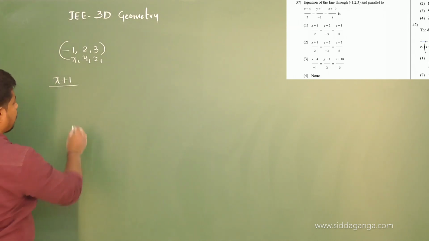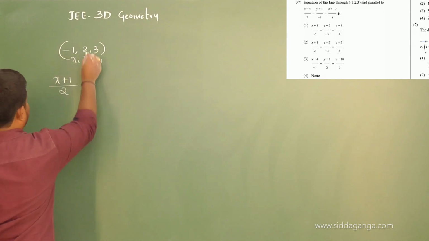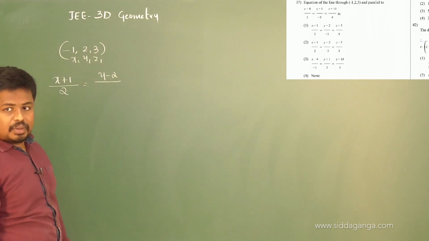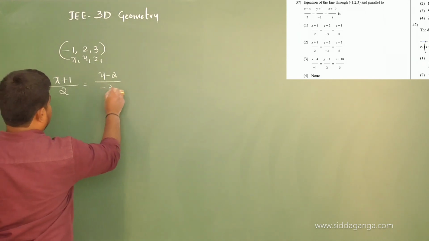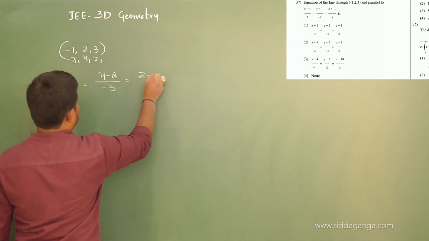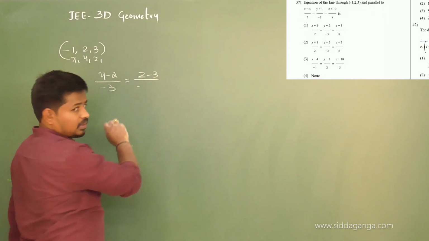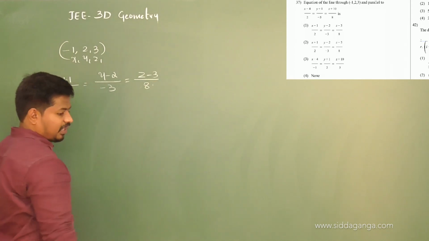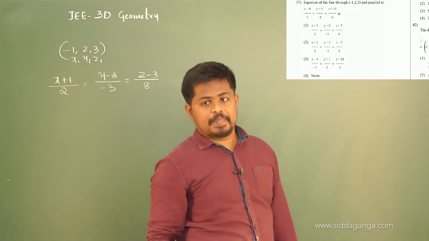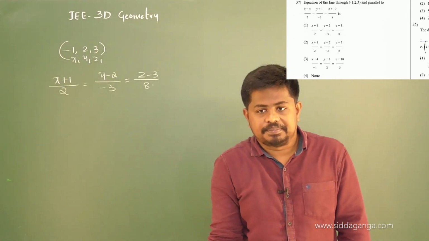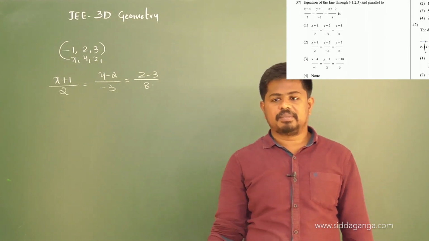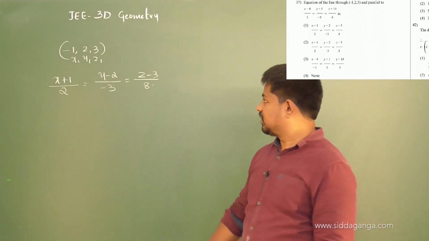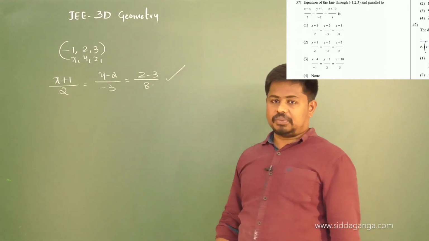Ratio is what? 2. Okay, y minus y1, so y minus 2 by ratio is minus 3. And z minus z1, so z minus 3 by ratio, that is minus 8. So this is your required answer. You mean option 2 is the correct one. The required line passes through minus 1, 2, 3 and has the same ratios 2, minus 3, 8. Therefore, this will be the required answer. So option 2.